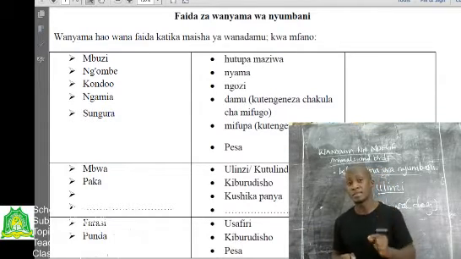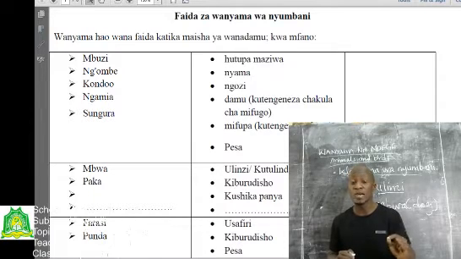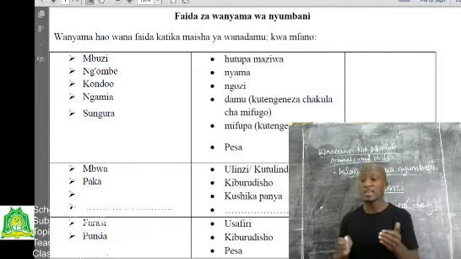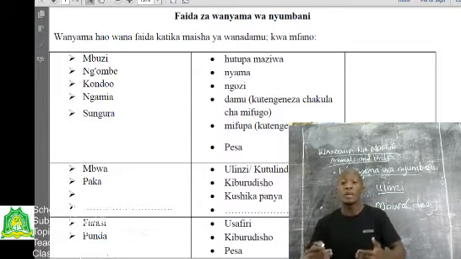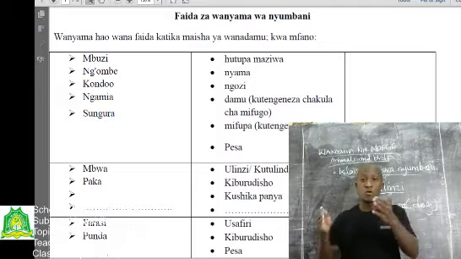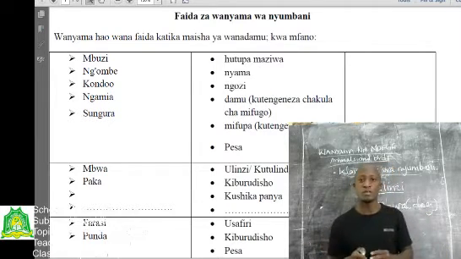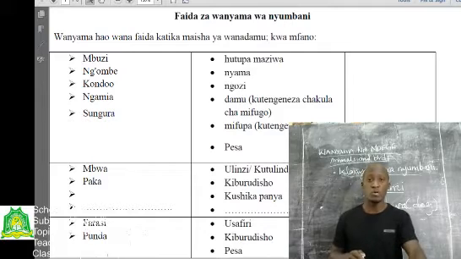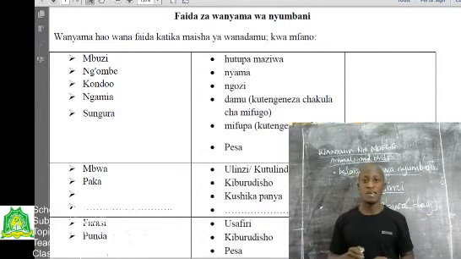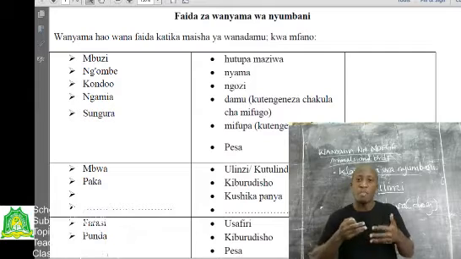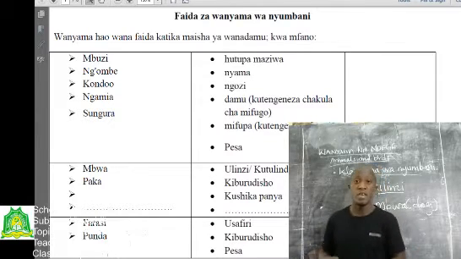We also get blood. Yes, when animals are slaughtered, the blood is not supposed to be wasted. That blood, damu, is used kutengeneza chakula cha mifugo. Tunatumia damu kutengeneza chakula cha mifugo. We use the blood to make food for animals. Yes, the blood of cows and goats that are slaughtered in the abattoir. When they are slaughtered, the blood is collected, it is taken somewhere, it is processed, and then they manufacture food that is used to feed the animals.